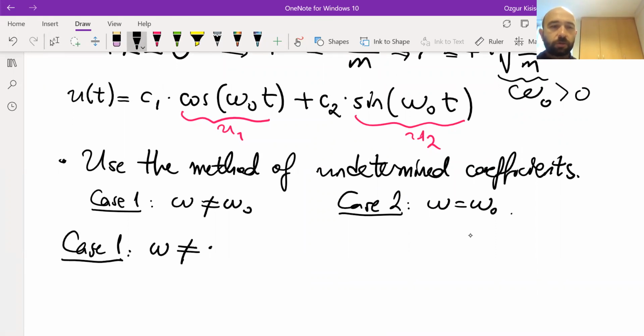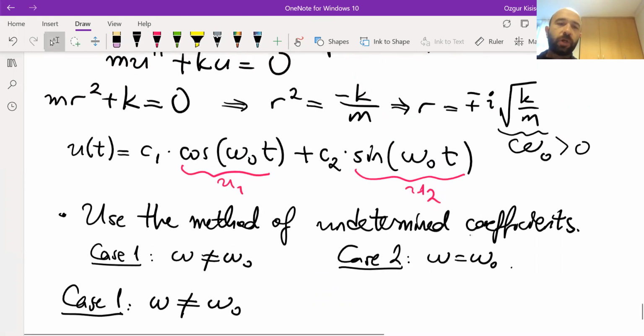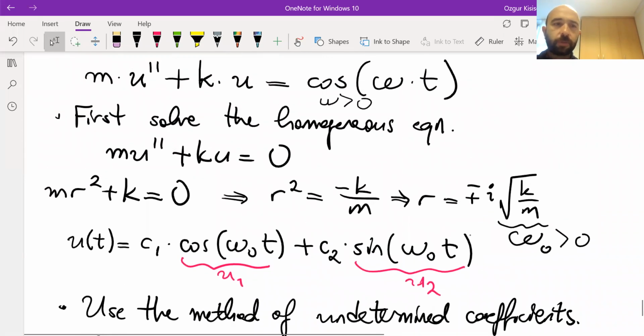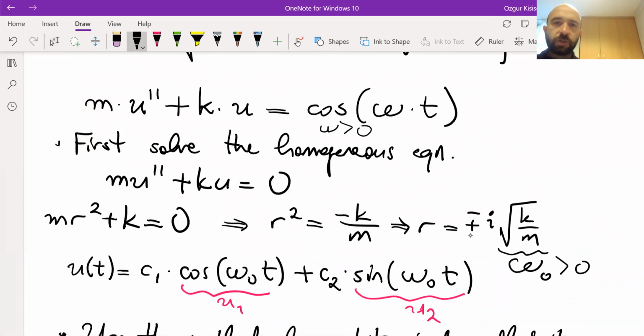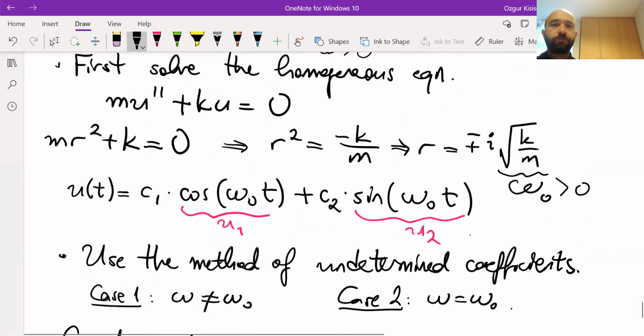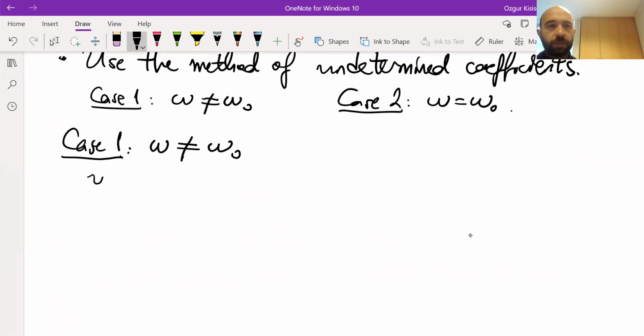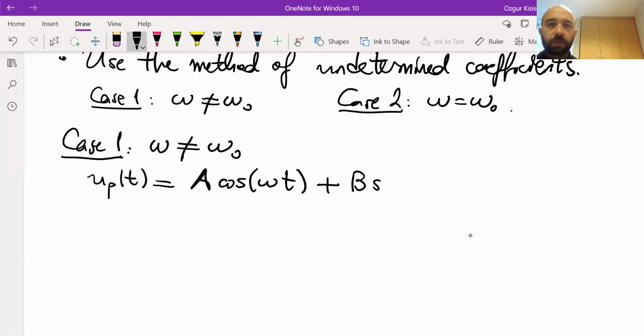Omega not equal to omega 0. Now let's see what we would guess for the particular solution. Then we'll not have a repetition between the roots on the right and the roots in the homogeneous solution. Therefore, what we should guess is simply a times cosine omega t plus b times sine omega t. So u_p(t) equals a times cosine omega t plus b times sine omega t. Now we should plug this in the equation and find a and b.